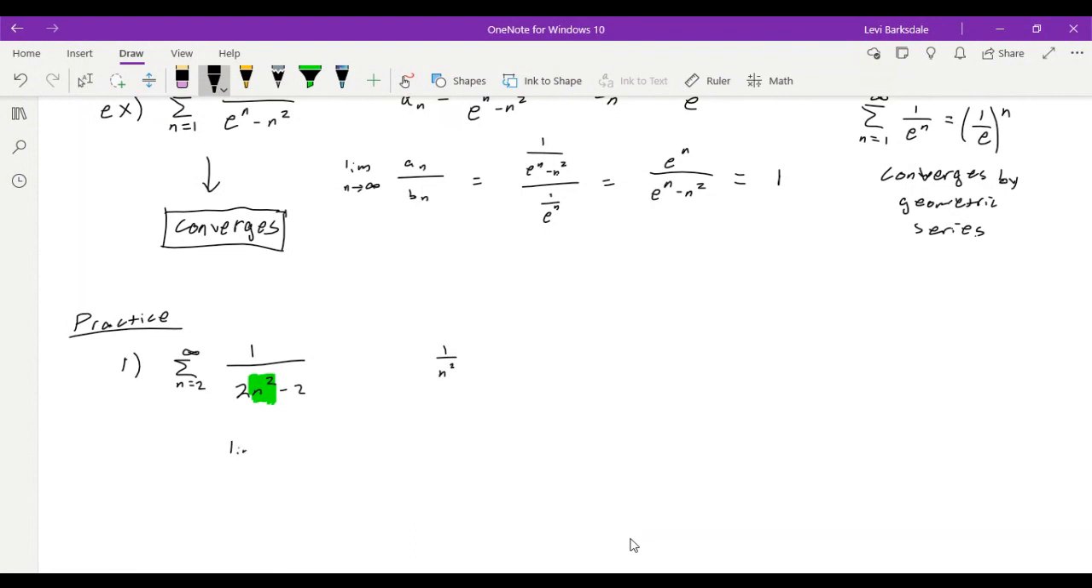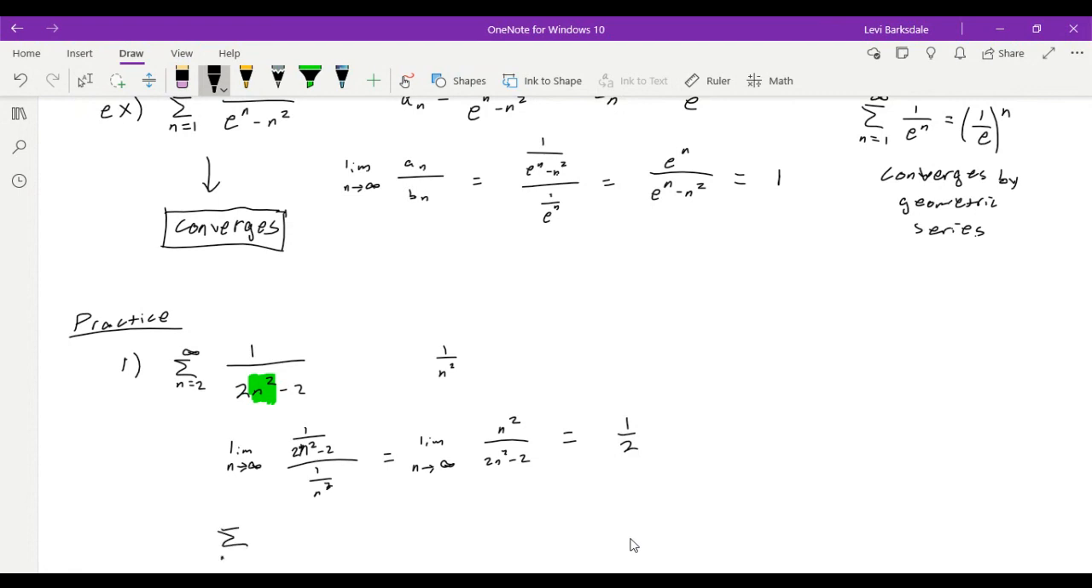Well, we can take the limit as n goes to infinity of 1 over 2n squared minus 2 over 1 over n squared, which is the limit as n goes to infinity of just n squared over 2n squared minus 2. And we just look at the coefficients of the largest terms because it's balanced, and we get 1/2. And because this limit is not equal to 0 and it's not infinite, we know that the sum of 1 over n squared and our original sum will both converge or both diverge.